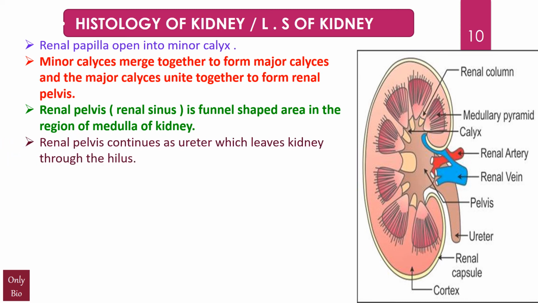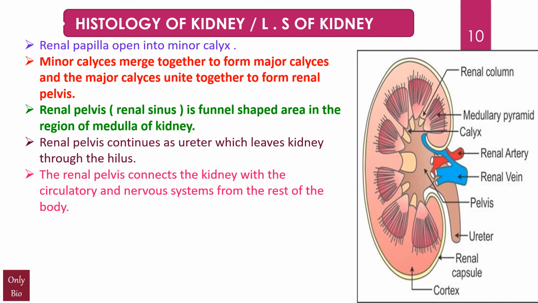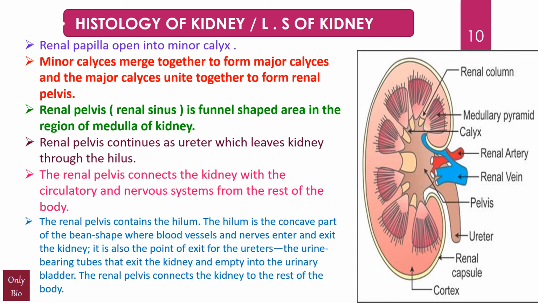Renal pelvis continues as ureter, which leaves the kidney through the hilus. The renal pelvis connects the kidney with the circulatory and the nervous systems of the rest of the body. The renal pelvis contains the hilum, and the hilum is the concave part of the bean shape where blood vessels and nerves enter and exit the kidney. So it is also the point of exit for the ureters, the urine bearing tubes that exit the kidney and empty into the urinary bladder. Okay.